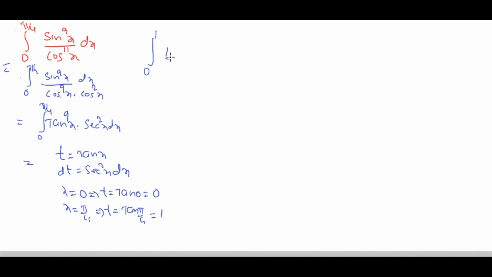Tan power 9x is t power 9, and secant square x dx is dt. That is equal to integration of t power 9, which is t power 10 by 10, upper bound 1 and lower bound 0. That is equal to 1 power 10 by 10 minus 0. 1 power 10 is 1, so that is equal to 1 by 10. This is the answer.